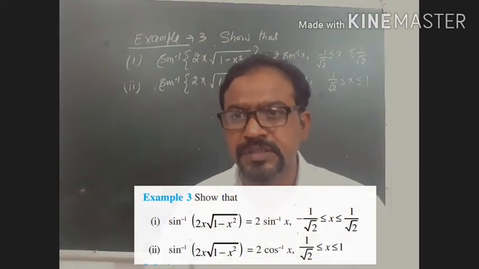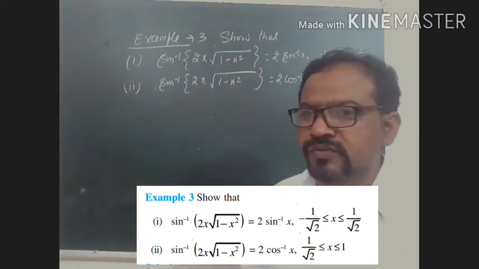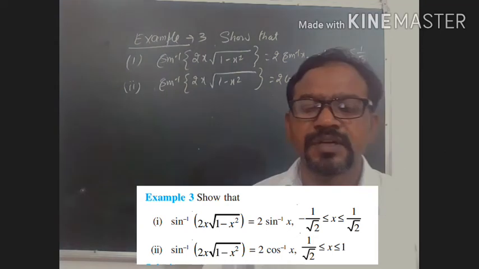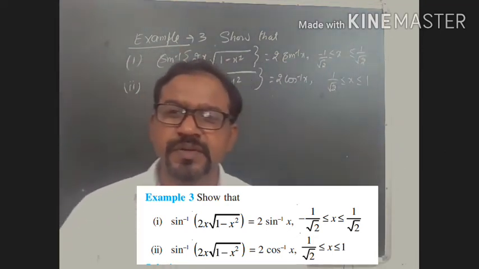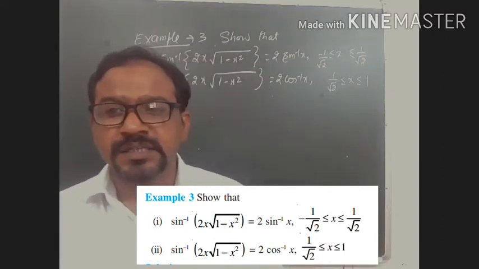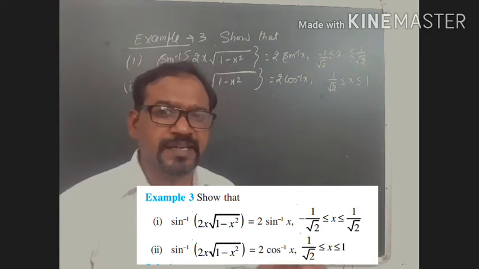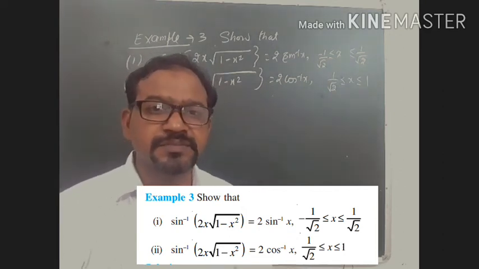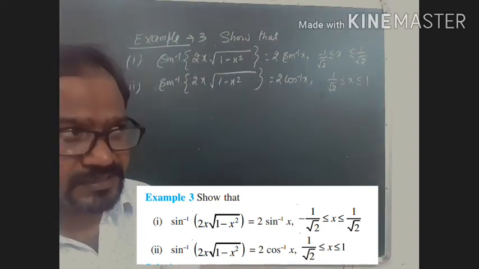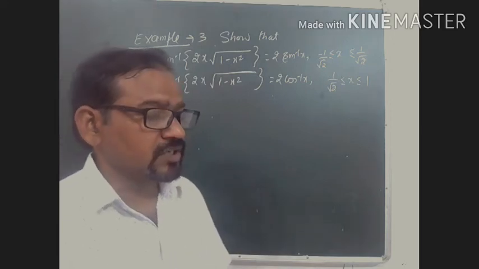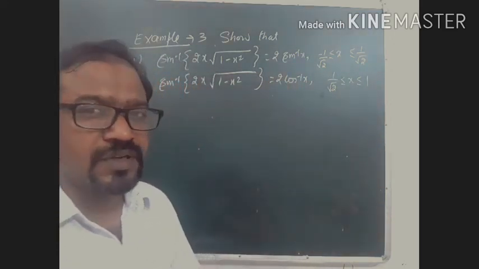Example 3. Show that sine inverse of 2x root 1 minus x square equals 2 sine inverse x if x lies between minus 1 by root 2 and plus 1 by root 2. The second part is sine inverse of 2x root 1 minus x square equals 2 cos inverse x, but x lies between 1 by root 2 and 1. So the left sides are equal, but the right side in the first part is 2 sin inverse x and in the second part is 2 cos inverse x, and it depends on the values of x.